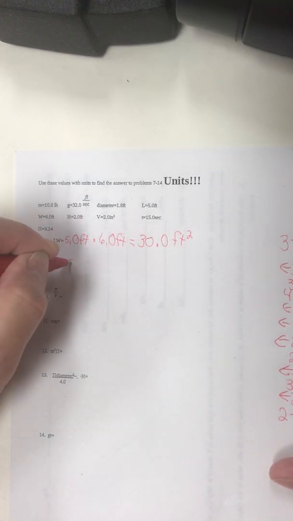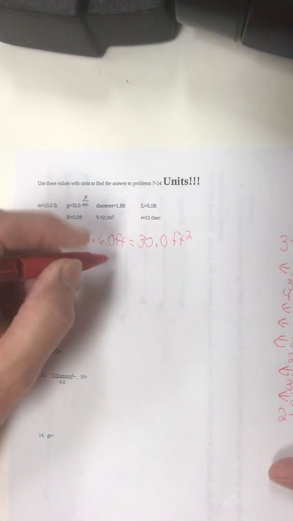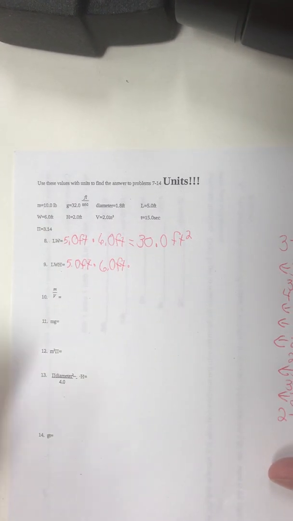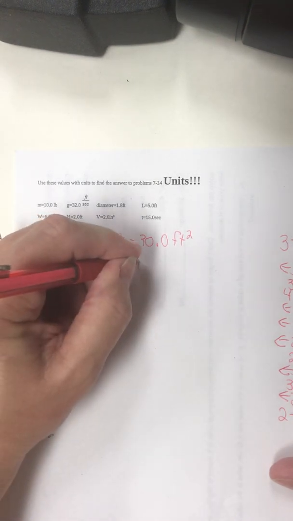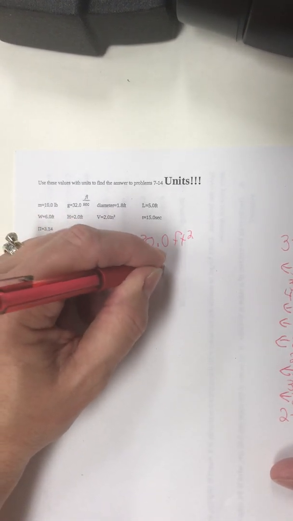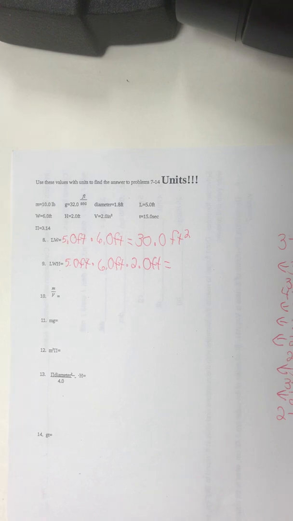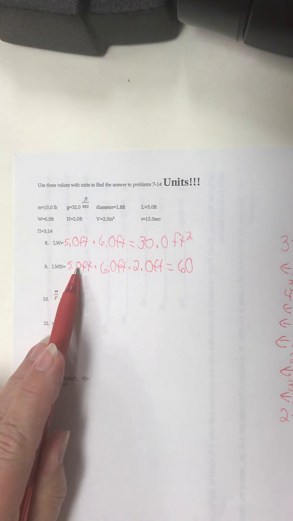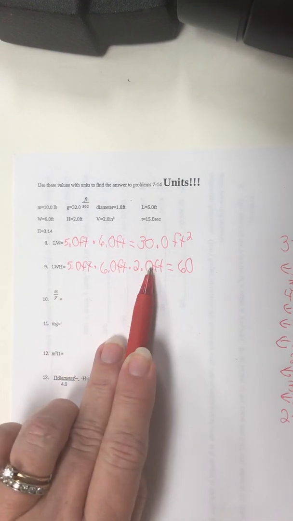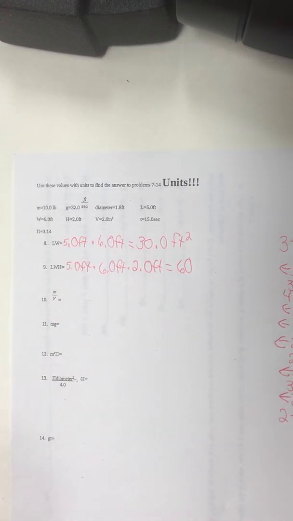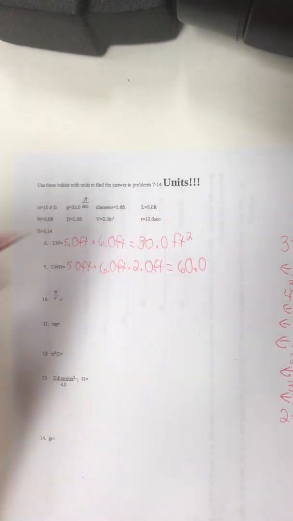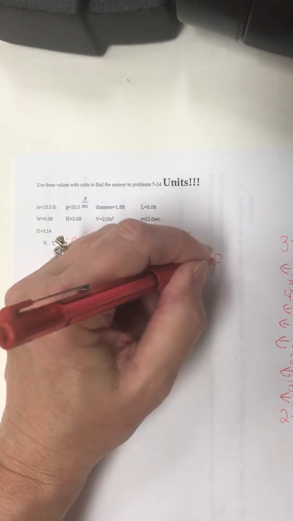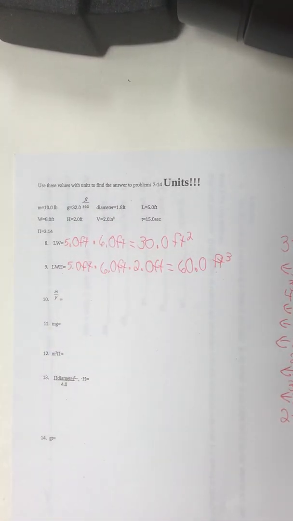LWH, L is 5.0 feet, times W, which is 6.0 feet, times H, which is 2.0 feet. I'm just getting these answers off the top. 5 times 6 is 30. 30 times 2 is 60. I've got 1 decimal place, 1 decimal place, 1 decimal place. So the least number of decimal places is 1, so my answer needs 1 decimal place. I took feet times feet times feet, so I get feet 3, feet cubed, or cubic feet.